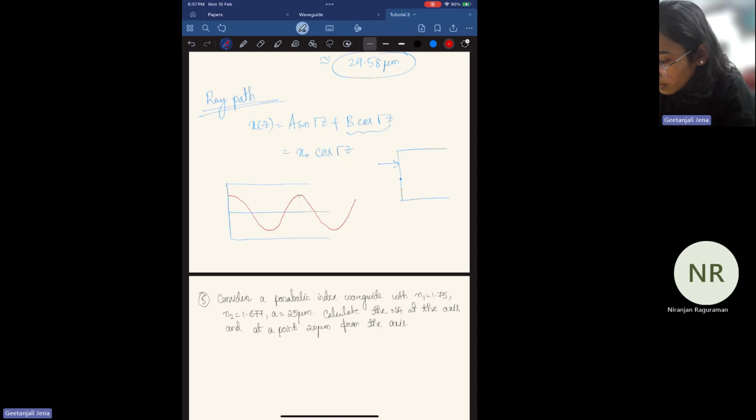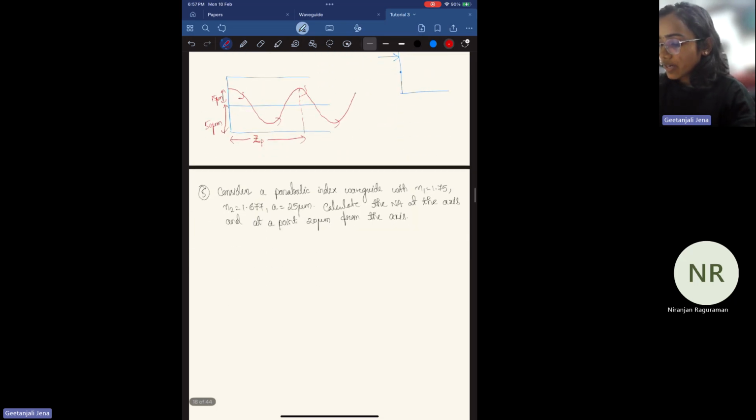And L_p here is the distance between the peak values, L_p or z_p. And this is 15, and the core radius is 50 micrometer. I think this problem is also clear. We'll move to the next part then.